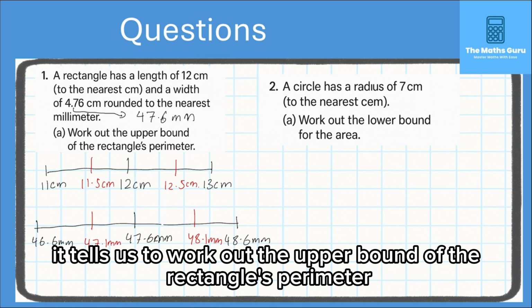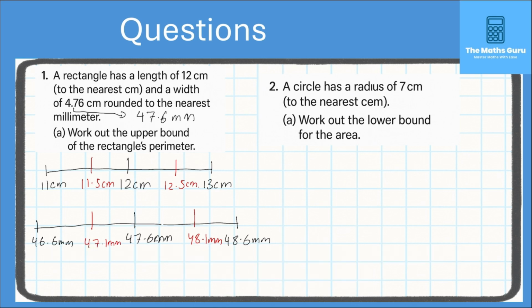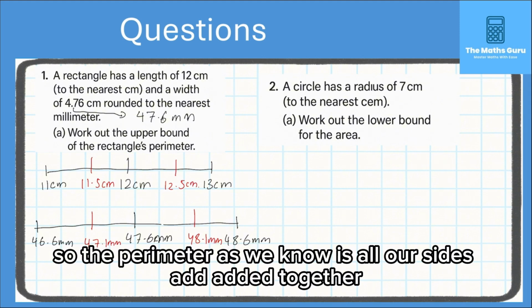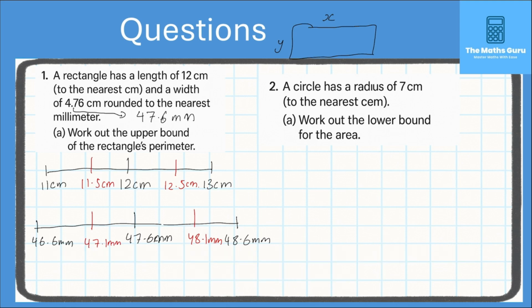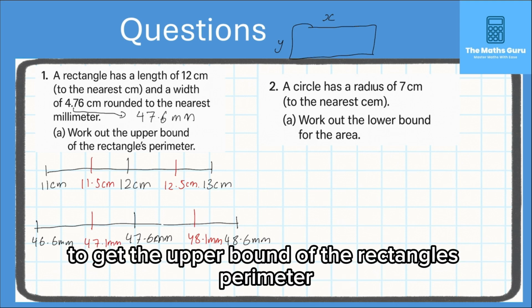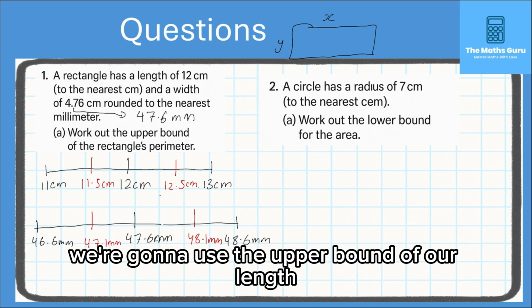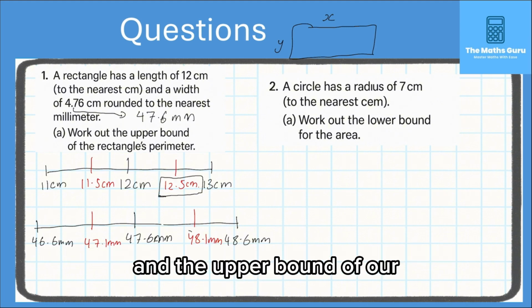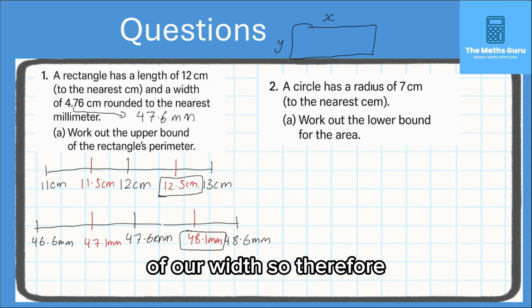It tells us to work out the upper bound of the rectangle's perimeter. So the perimeter, as we know, is all our sides added together. To get the upper bound of the rectangle's perimeter, we're going to use the upper bound of our length and the upper bound of our width.